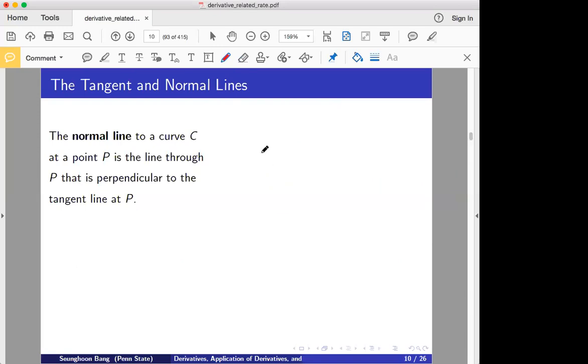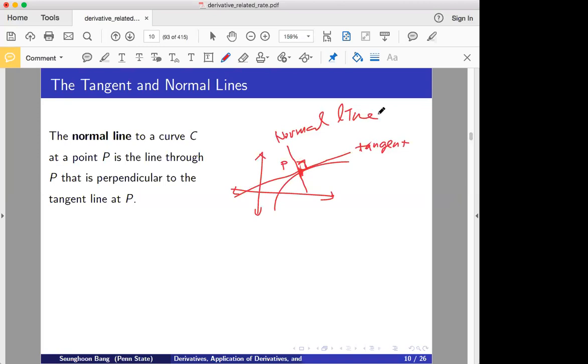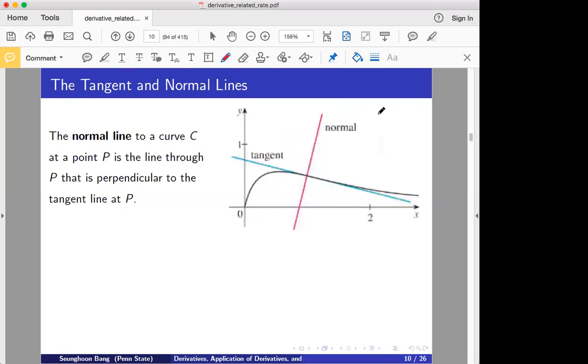So we have a curve given. This is the curve. I can draw a tangent line. Choose a point P here. This is the tangent. What's the normal line? The line passing through P that is perpendicular to the tangent line. So we call this a normal line. Right? This is the definition.